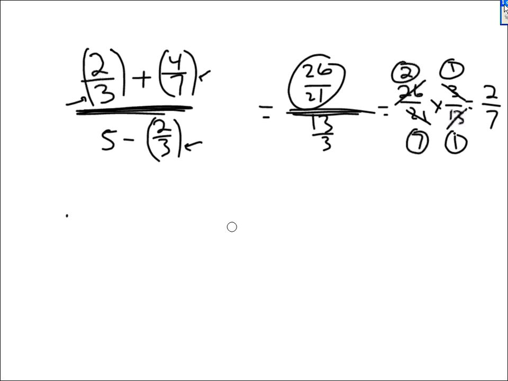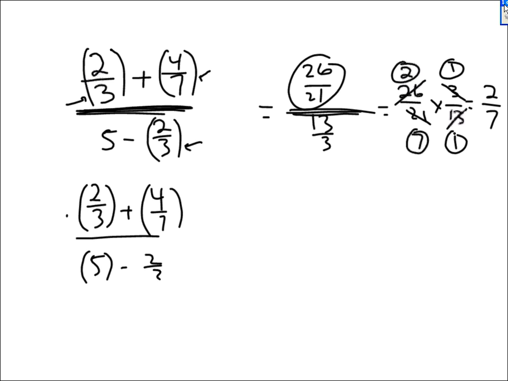So rather than actually suffering through adding these two fractions on the top and subtracting the two fractions on the bottom, which is hard for some of you, I understand that, instead we're going to get rid of those denominators, the ones in the top and the ones in the bottom. So we're going to take the 2/3, the 4 over 7, the 5, and the 2/3, and we're going to multiply by 21. Now, a lot of students might get as far as what I did right here.